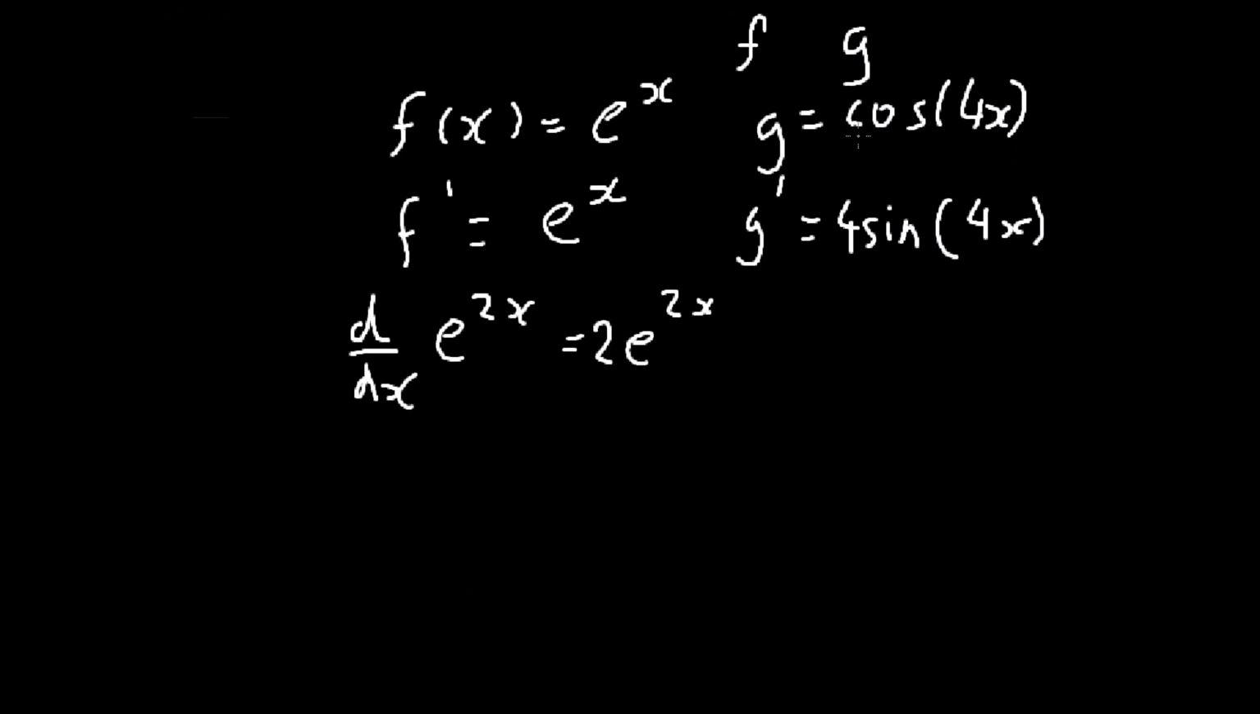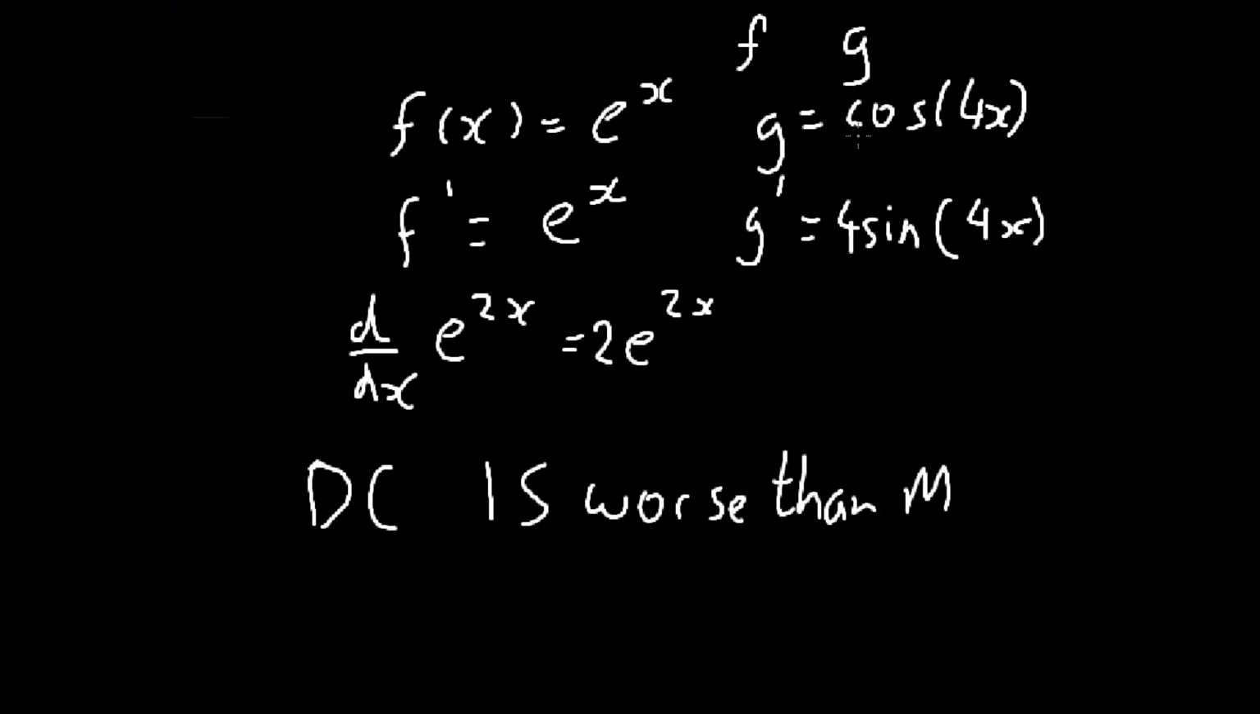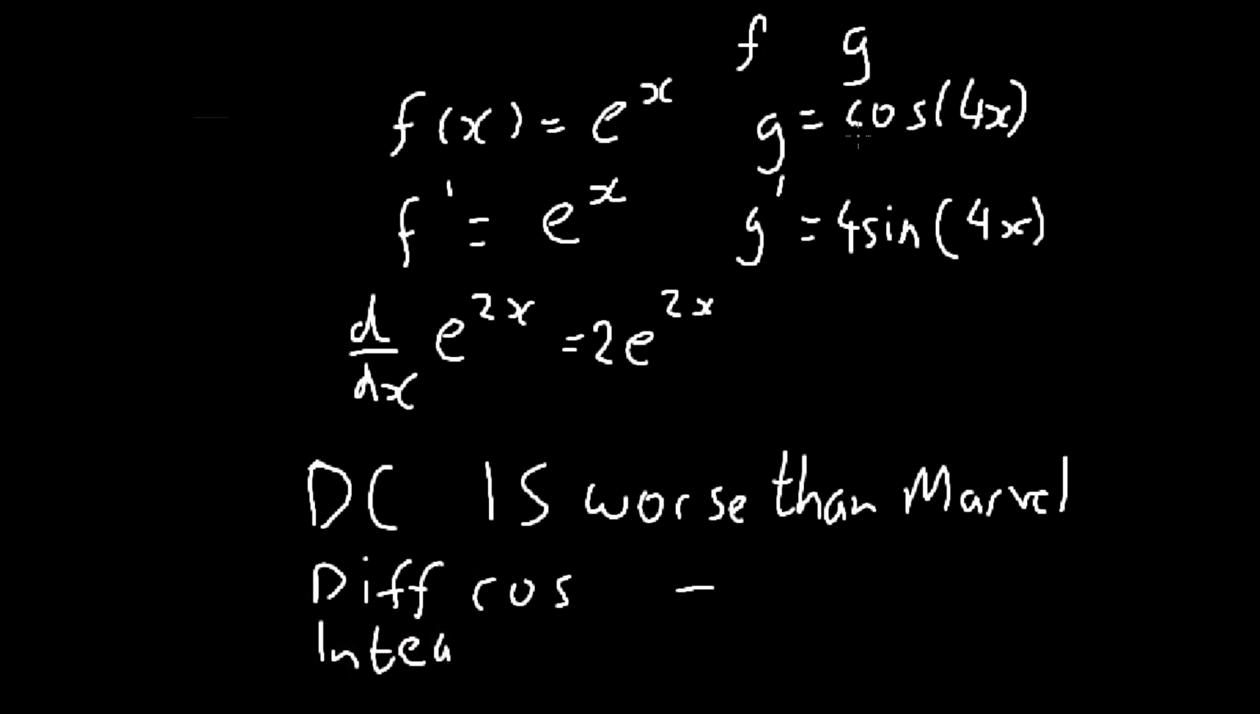So how I remember it is that DC Comics is worse than Marvel. Okay, so if you differentiate cos, it's bad, right? And you end up with a negative. If you integrate sine, then you end up with a negative. So here, because we've differentiated cos, we have a little negative sign at the front there.